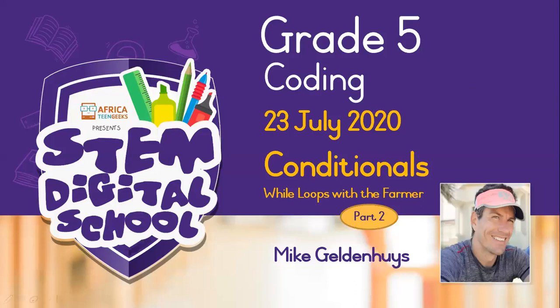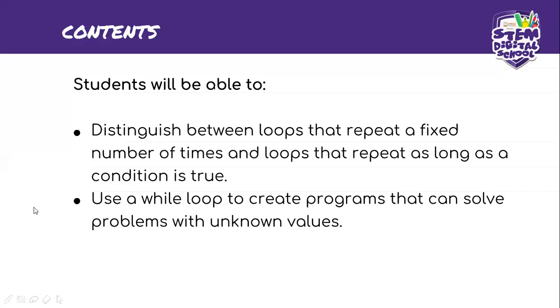Okay, guys, so our objectives for today: to distinguish between loops that repeat a fixed number of times and loops that repeat as long as a condition is true. Okay, and then a while loop, to use a while loop to create programs that can solve problems with unknown values. And we did touch on these yesterday, so I hope that we can just continue on that. And remember, at any time, you can ask me a question in the chat box, and if you are stuck, we will try and help you out as much as possible.